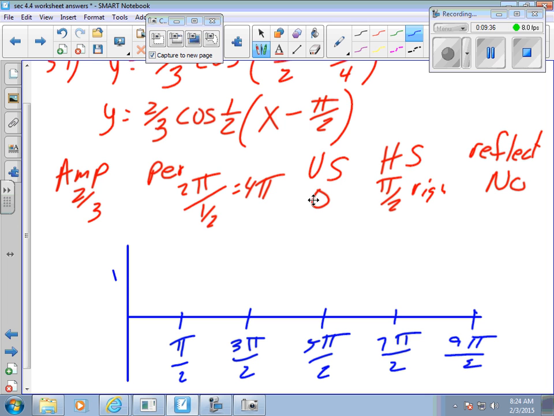We don't have a vertical shift, so our dotted line is this x-axis. My amplitude is 2/3, so I know that I'm going to go up 2/3, so I'm going to put my top of my amplitude. Bottom is going to be -2/3. Make sure those are labeled.